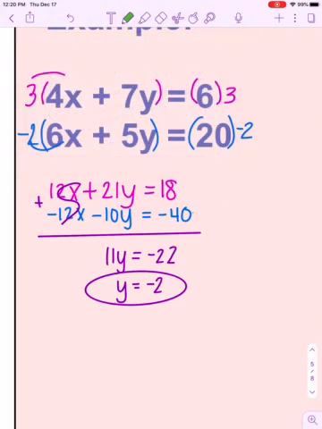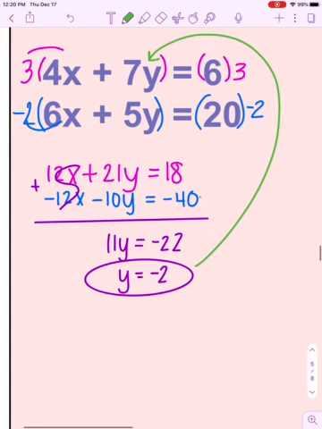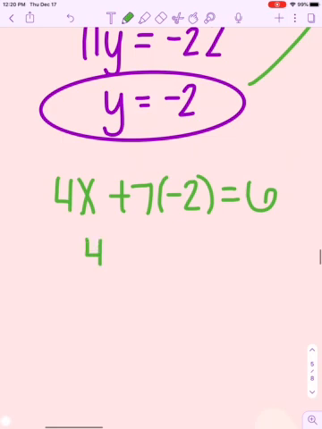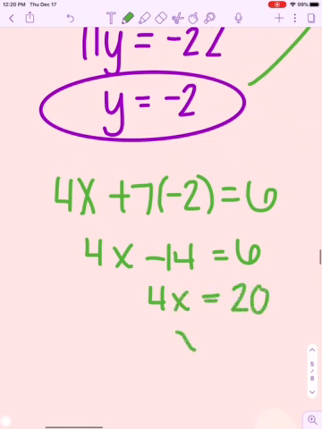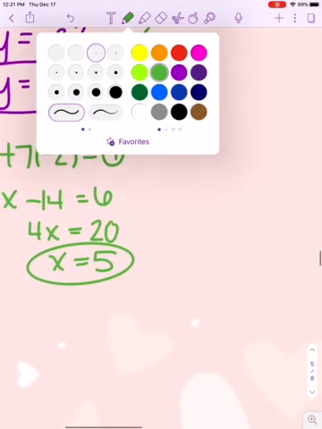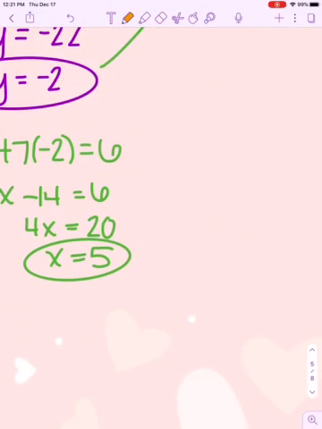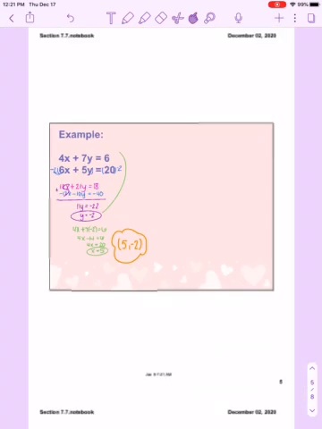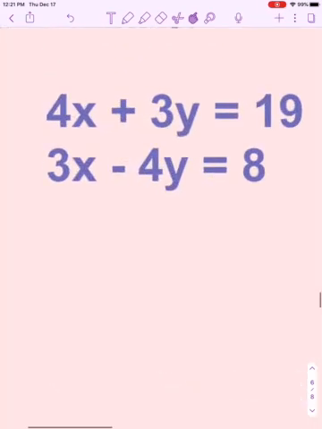Theoretically, you have 4 places you could plug it back in. I'm going to do one of the originals just because those numbers are going to be a little bit easier to manage. So I'm going to plug it in here. So 4x plus 7, we now know that y is negative 2, equals 6. 7 times negative 2 is negative 14. Add it over, so then you get 4x equals 20, which leaves you with x equals 5. And then you just put it in your ordered pair. So x is 5 and y is negative 2, and that's the point where they intersect.